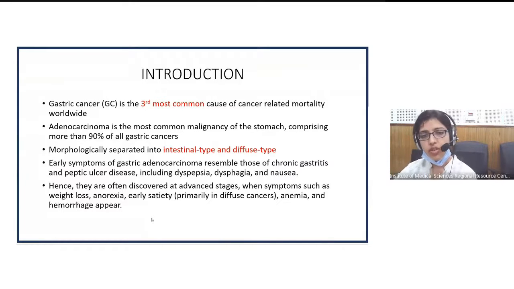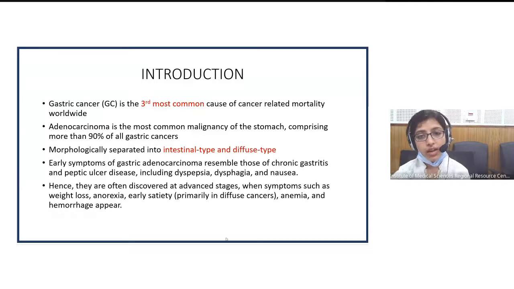Now, the early symptoms of gastric adenocarcinoma very much resemble the symptoms seen in chronic gastritis and peptic ulcer disease that we just discussed in the first half of the talk. So the symptoms are quite non-specific sometimes, and patients are ignorant of the symptoms. And so gastric adenocarcinomas often come to notice when the disease has really progressed to advanced stages.